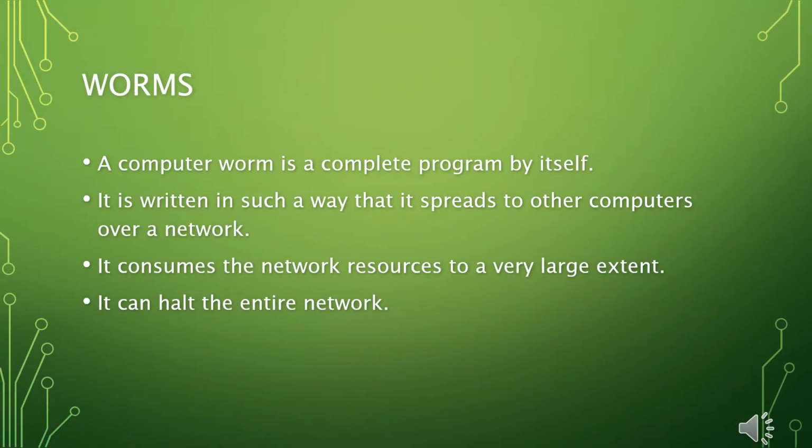Let's move on to the new topic, that is worms. What is actually a worm? A worm is a program which is not good for your computer. We can define it as: a computer worm is a complete program by itself. It is written in such a way that it spreads to other computers over a network. But while doing this, it consumes the network resources to a very large extent. A computer worm can potentially bring the entire network to a halt.